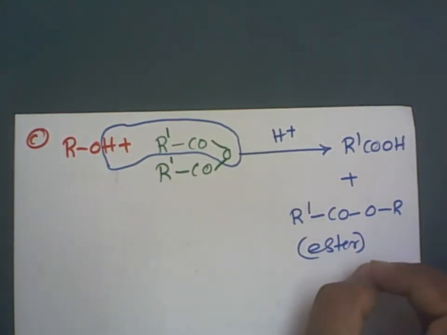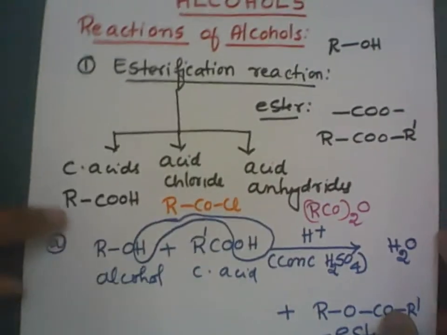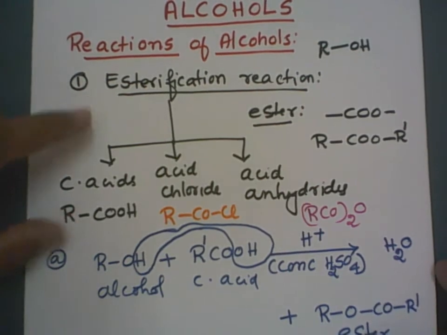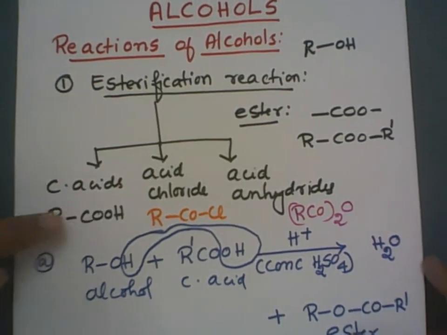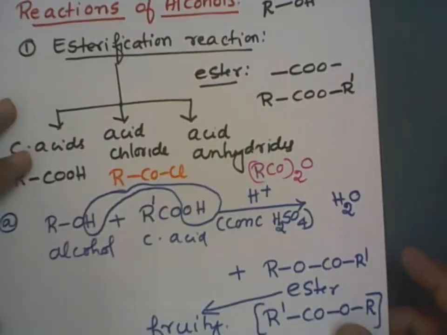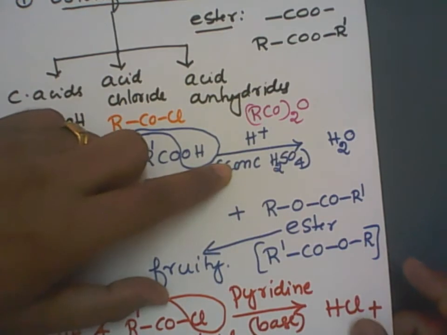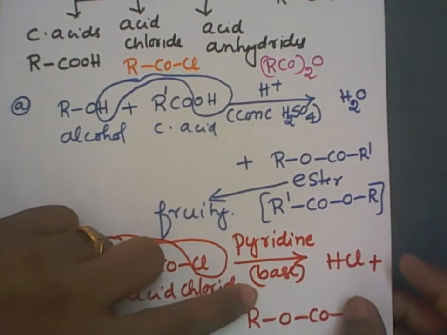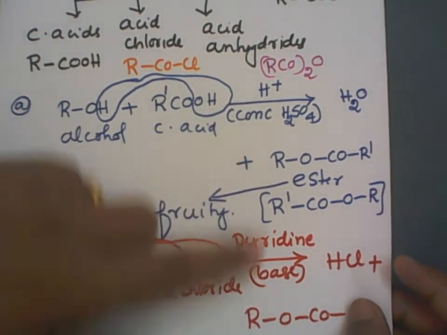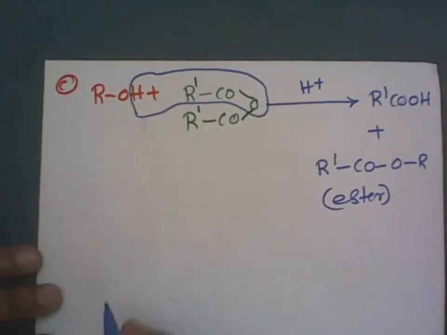Clear? So this is the first reaction, esterification reaction, starting with the alcohol, which can react with the carboxylic acid or acid chloride or acid anhydride. Product remains the same. The medium can be different. It can be concentrated sulfuric acid or it can be pyridine as the base. Either acid or base, depending on the side products to be removed. Right? This is the first one.